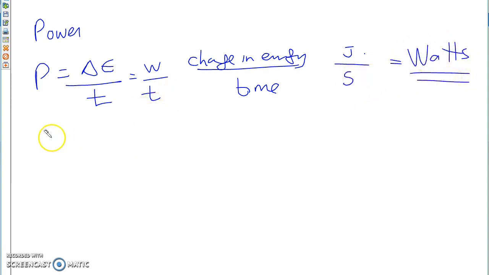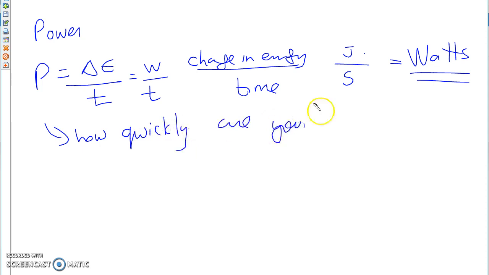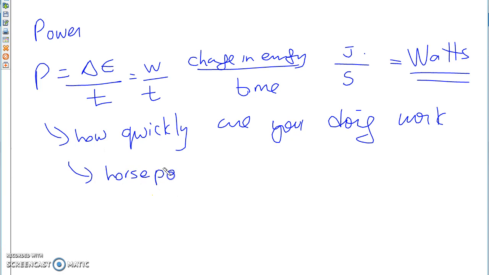Power is how quickly you are doing work. How fast are you doing it? How quickly are you moving? So when we're talking about a car, that would be known as horsepower. Horsepower for engines, for example, which is literally how much power in terms of horses there is for your vehicle or for your lawnmower and so on and so forth. Are we good with this?